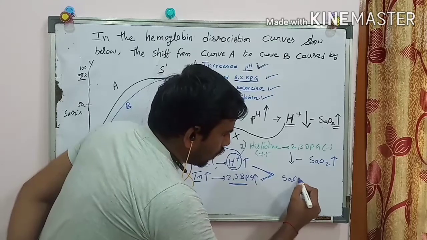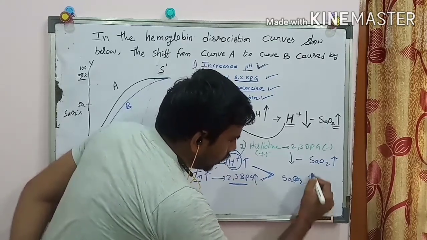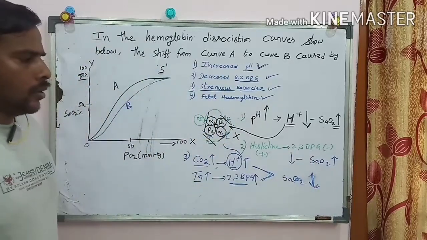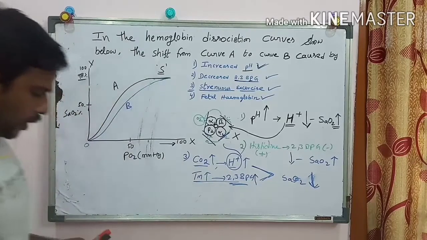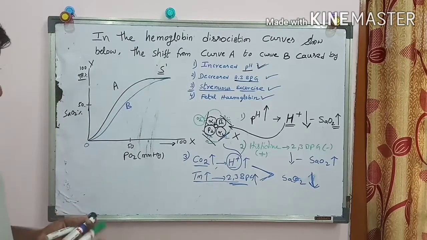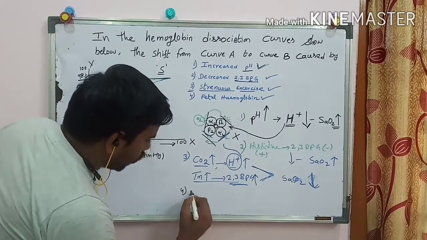The saturation level of oxygen will be decreased. Very low saturation in this condition. Right. And now the fourth condition: fetal hemoglobin.